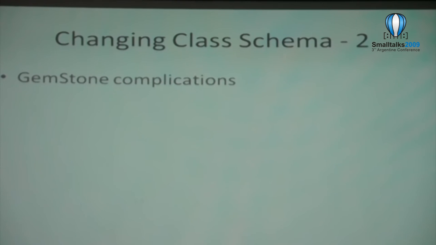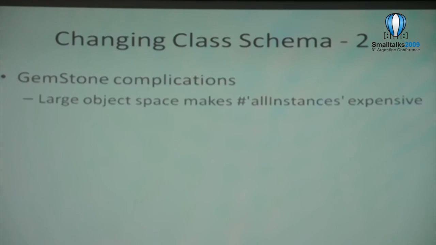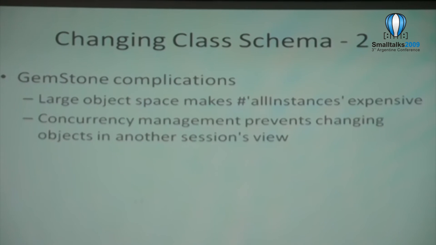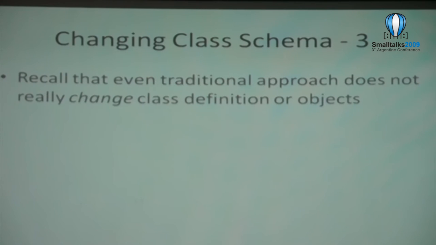That's not quite so easily done in GemStone Smalltalk. First, we have a large object space, and doing all instances is expensive, maybe prohibitively expensive. It might take many minutes or even hours to find all instances of a class. But even more important, the concurrency management prohibits us from changing objects that are in someone else's view. So we don't allow you to change an object that someone else is looking at. So that makes it difficult to follow the traditional approach.